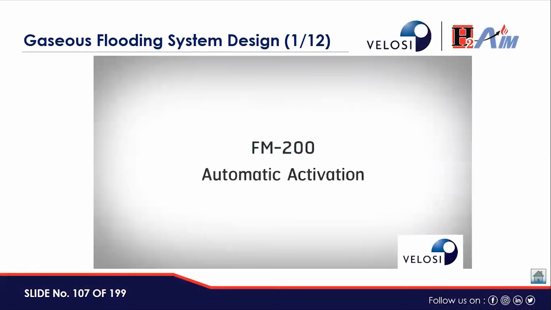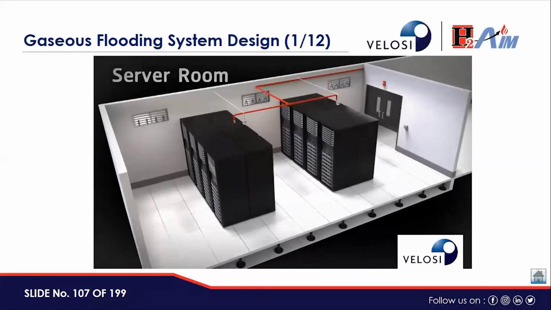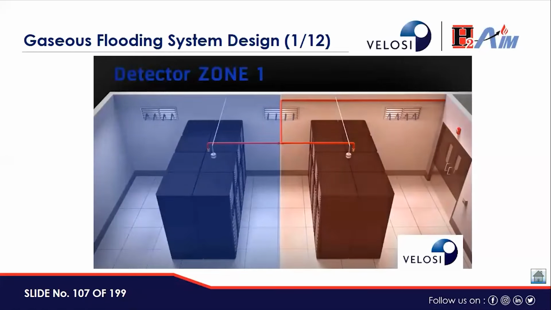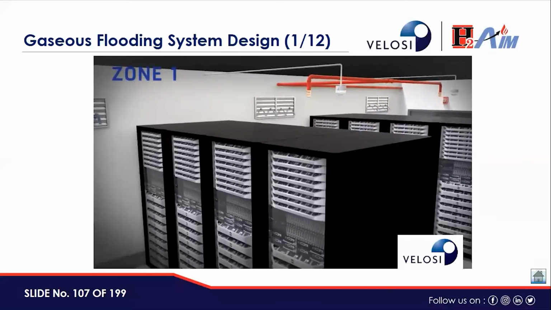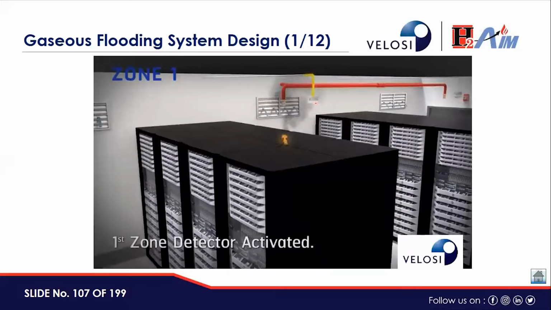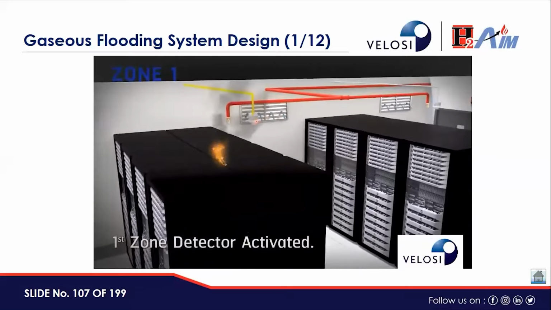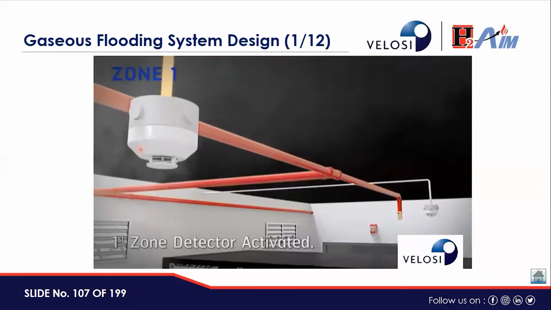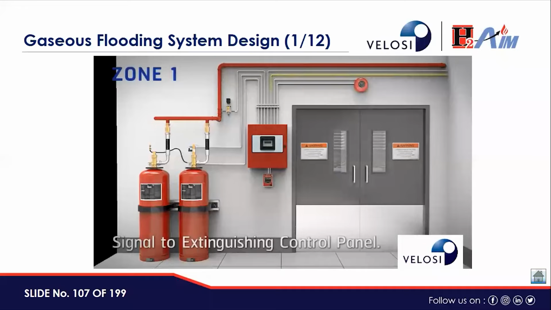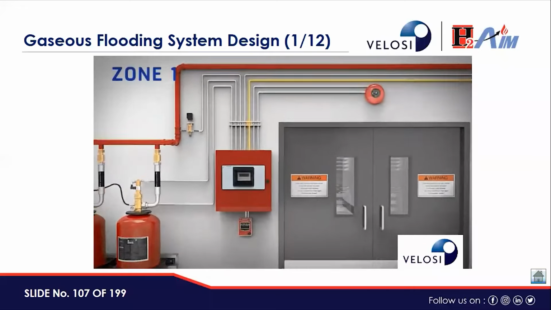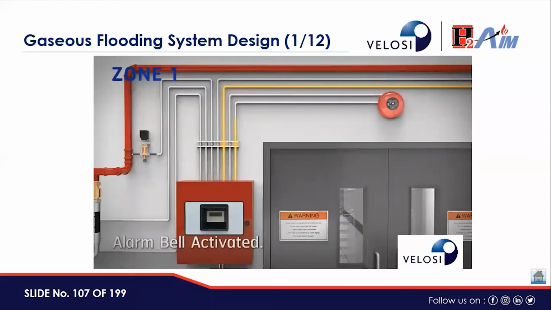This is the demonstration of the FM200 automatic activation. This is the server room. Detector zone 1, detector zone 2, divided into two zones, zone 1 and 2. This is a network. There's a fire detected in zone 1. Zone 1 detector is activated. Then the signal to the extinguishing control system is received, and the alarm bell is activated.